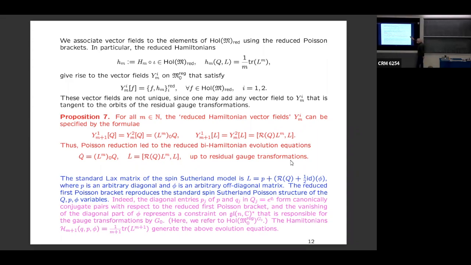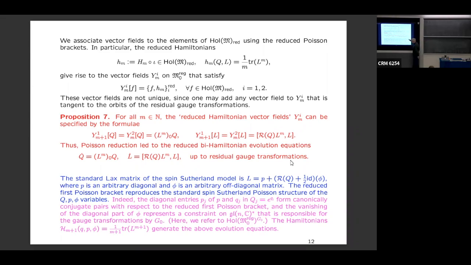Okay, so we obtain this reduced system, and then actually it is known how this is related to the spin-Sutherland model which I started with. So suppose that this L is some general element of GL(n,C). So you can represent it by its diagonal part P and some off-diagonal matrix in this manner. It's a unique representation of an arbitrary n by n complex matrix. And actually this is the standard form of the Lax matrix of the spin-Sutherland model, which is known from other sources.